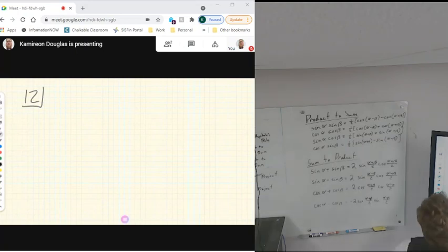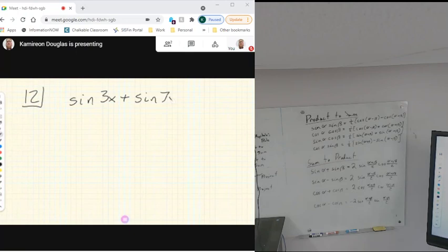Number 12 says sine of 3x plus sine of 7x. We were tasked with rewriting this as a product. Now you notice that these formulas, the bottom set of 4, are a little more interesting. We got a couple more components to them. It's the same basic rules though. Find the right formula that matches the situation you are given, plug into that formula, get a solution.